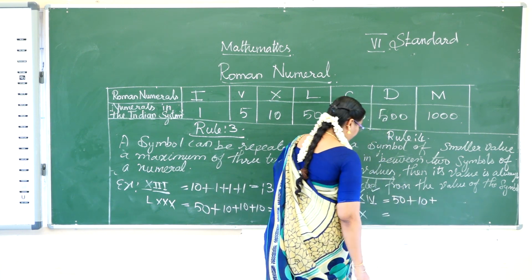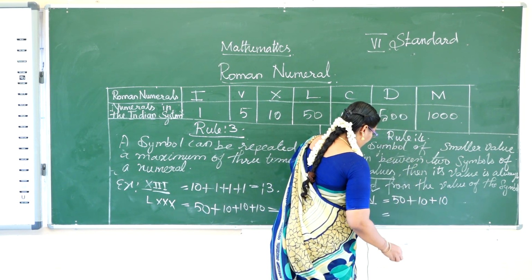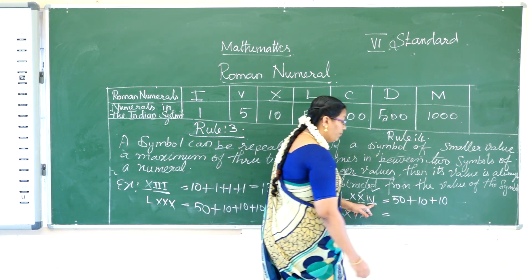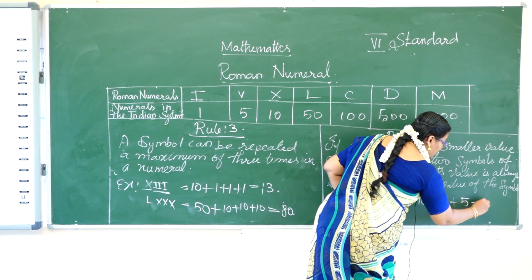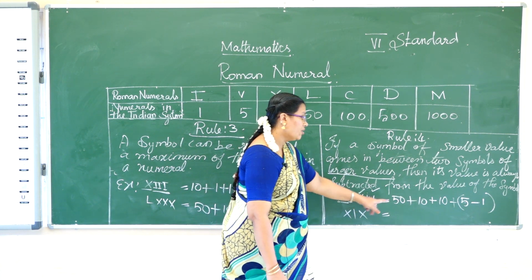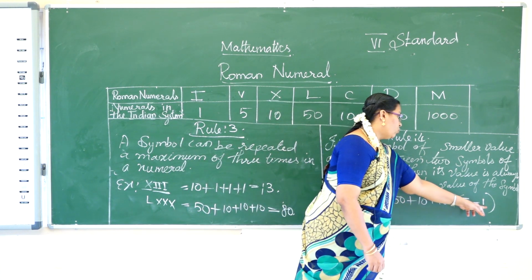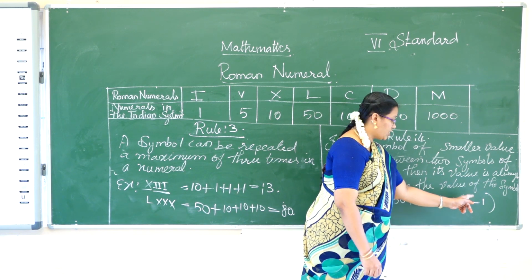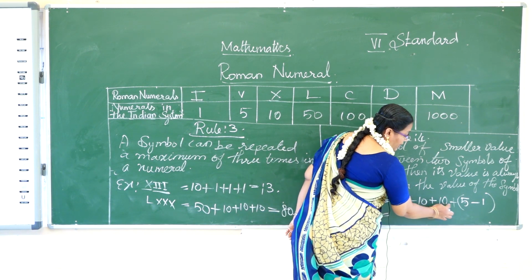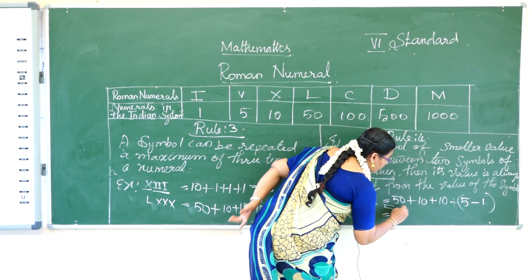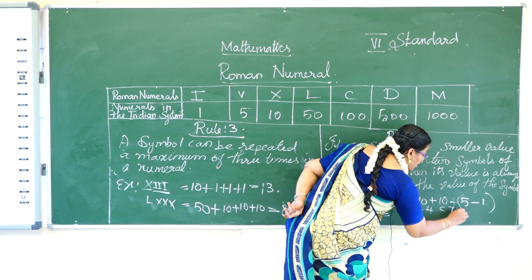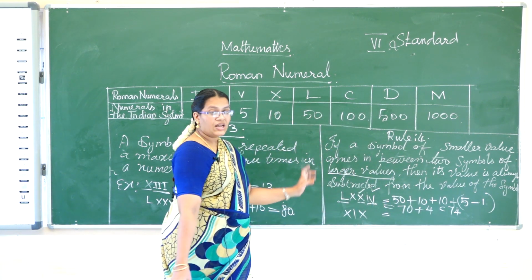Then add 10 next one. And in this place subtracted. Okay, in this place subtract 5 minus 1. Which one is the largest value? 5. V means 5. I means 1. So subtracted from the largest value. So 5 minus 1. So 50 plus 10, 60, 70, plus 5 minus 1 is 4. So the answer in the Indian system is 74.